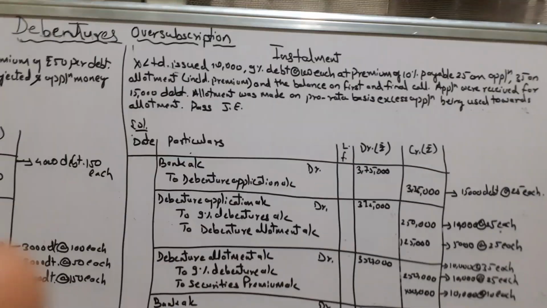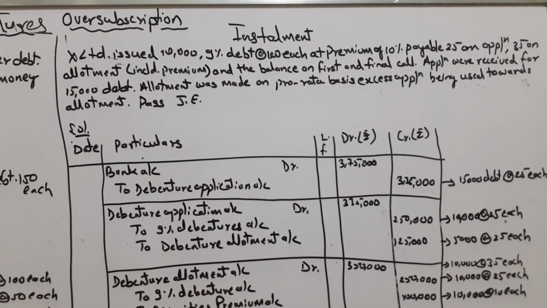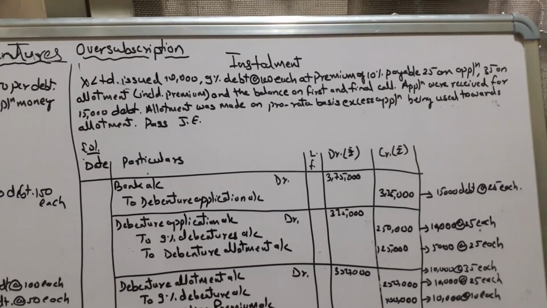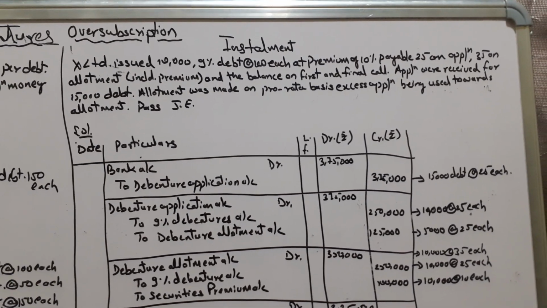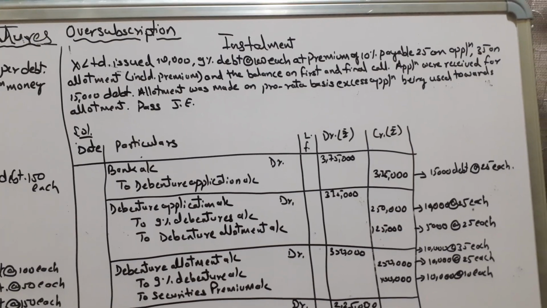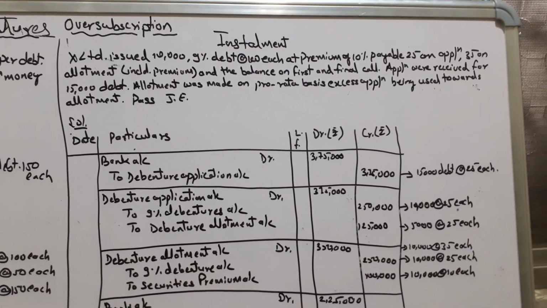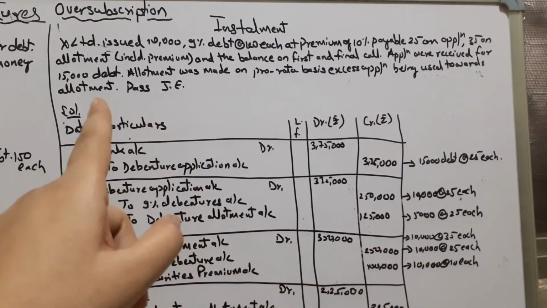Now let's look into the installment. How to solve the installment questions. The question says X Limited issued 10,000 9% debentures, face value 100 rupees at a premium of 10%, payable 25 on application, 35 on allotment including premium, and the balance on first and final call. Applications were received for 15,000 debentures. Allotment was made on pro rata basis, excess application being used towards allotment.